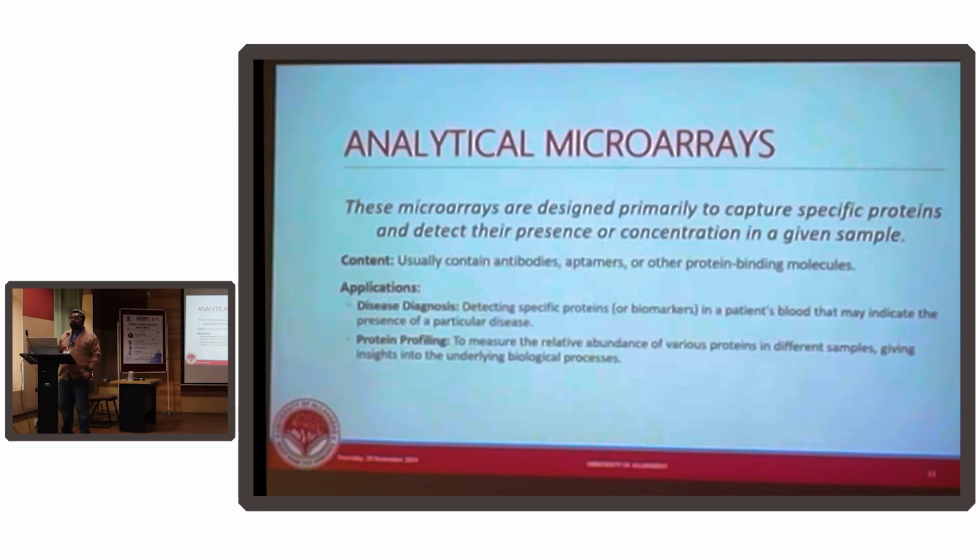Also, you can do protein profiling. If you're not working on diagnostics, you want to work on your own cell cycle systems or your disease models, then you can check for the relative abundance of various proteins in different samples. That also gives, without using a mass spec, a fairly good picture of the biological process.